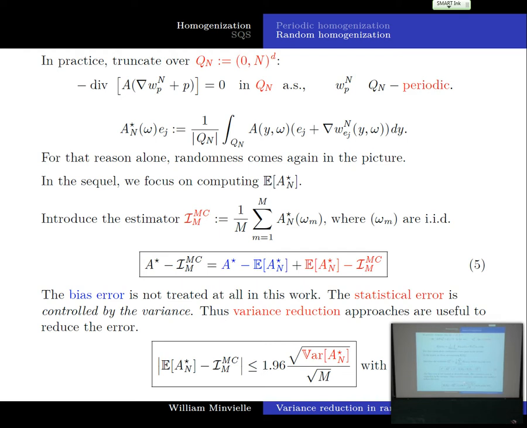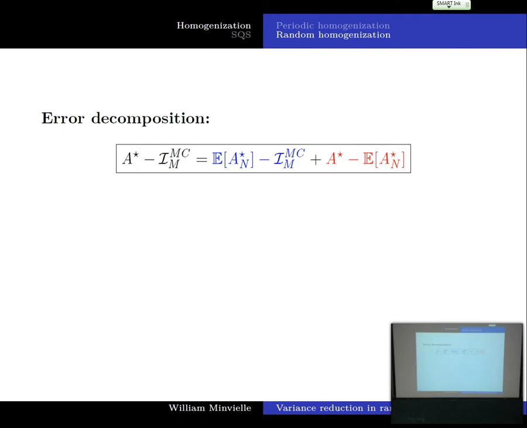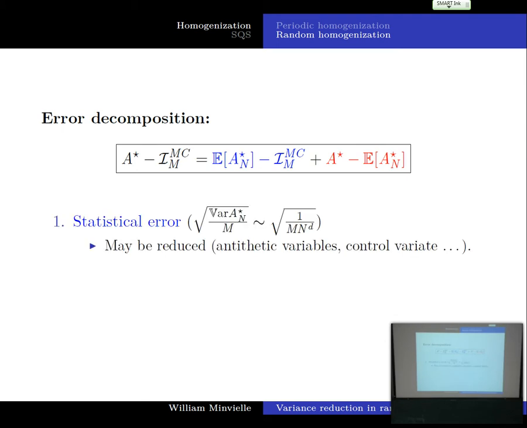So if I want to know how this error behaves, I can as well use a central limit theorem at N fixed, and as M goes to infinity. So I've got this asymptotic confidence interval. So it's fair to say that this error is controlled by the standard deviation of A star, divided by the square root of M, of course. So let me come back to that. So actually, this statistical error is then controlled by 1 over the square root of M times the variance of A star N.